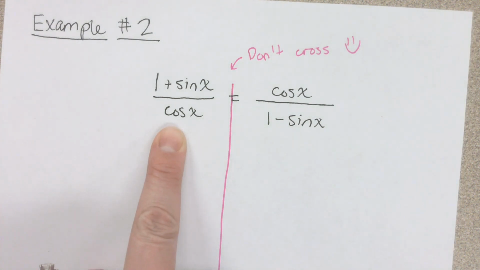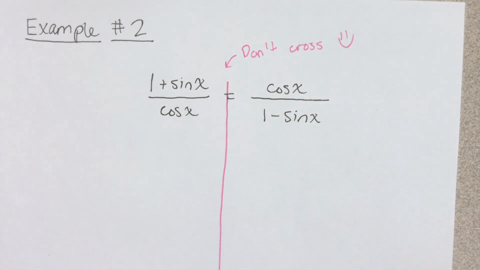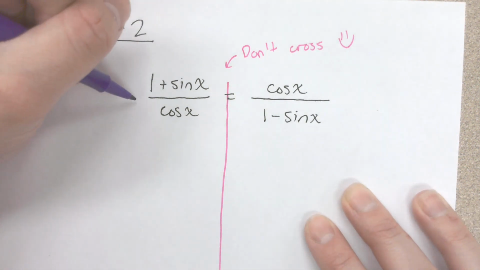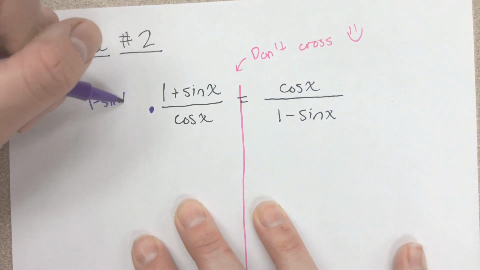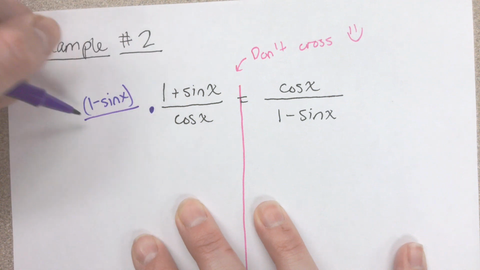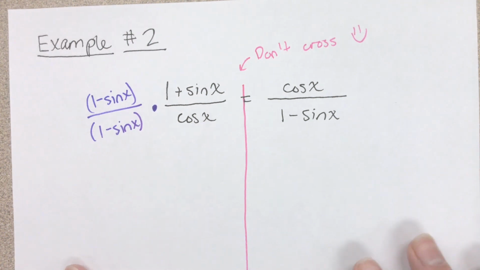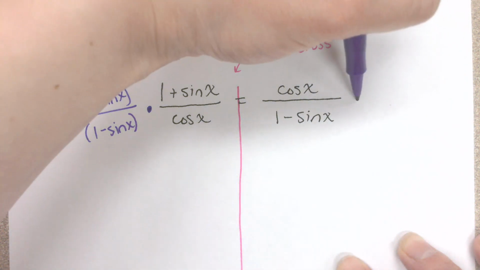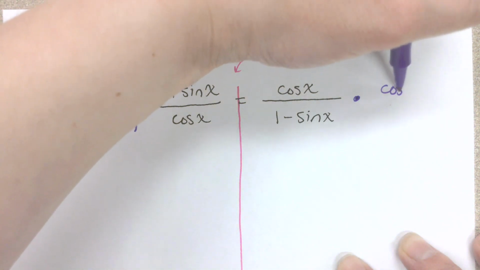We have cosine of x on one and 1 minus sine of x on the other, so obviously I can't turn one into the other, so I'm going to do a nice switch here. Multiply the left fraction by 1 minus sine on top and bottom. I'll use parentheses since that's an expression. Multiply the right fraction by cosine over cosine.